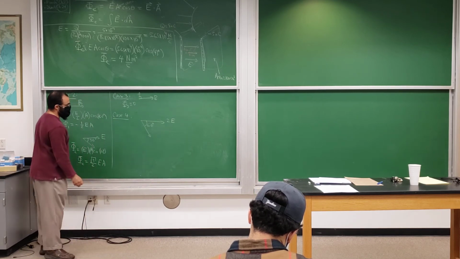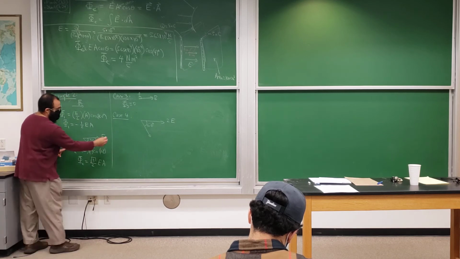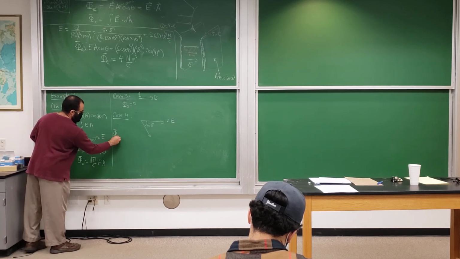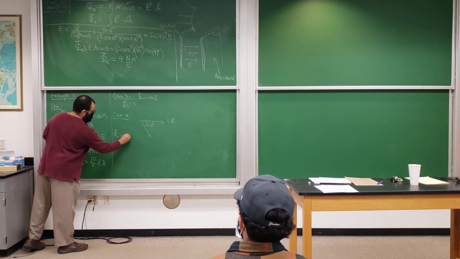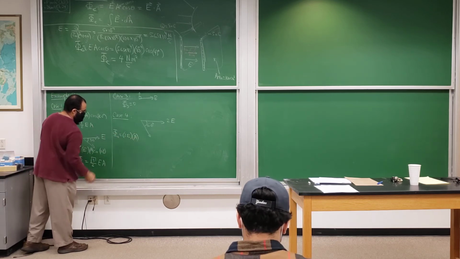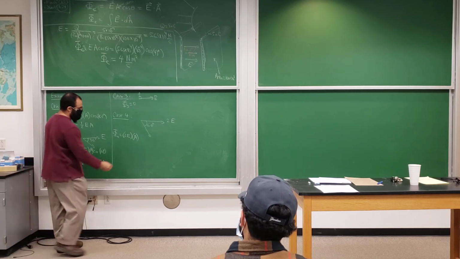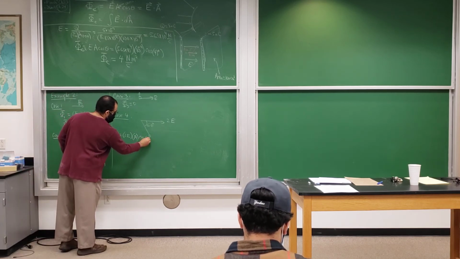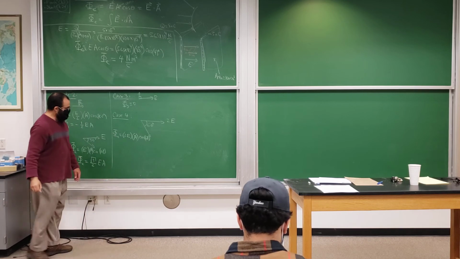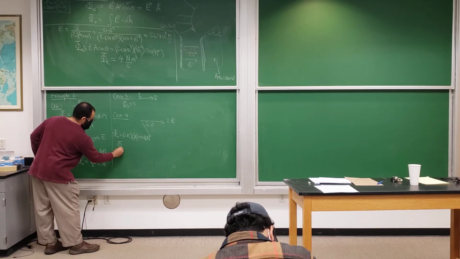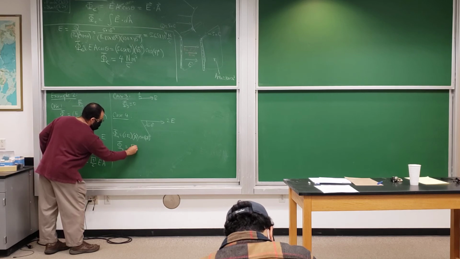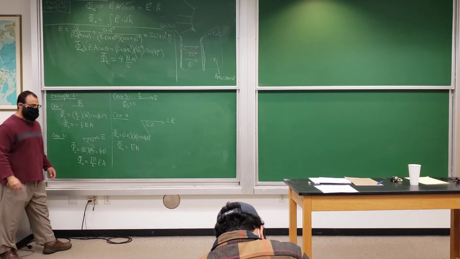So cosine of 60. So you will get phi 4 is equal to the electric field strength, that's 2E. The area is always A, it's the same rectangle, but cosine of 60. Cosine of 60 is 1/2. So you just get EA. So phi 4 is equal to E times A, right?